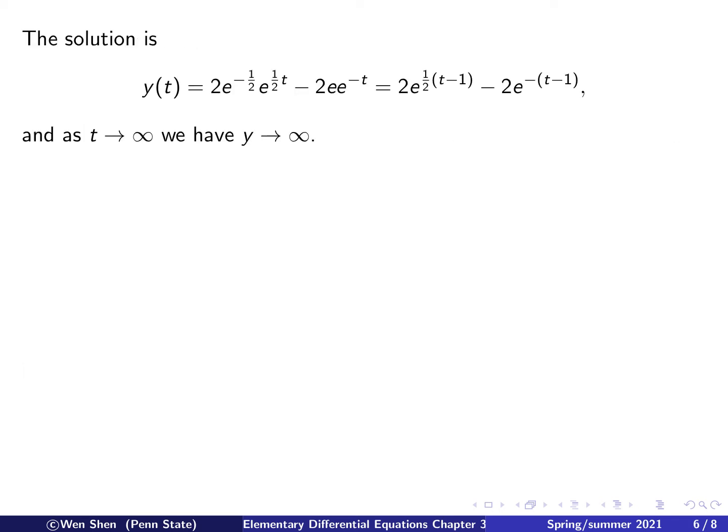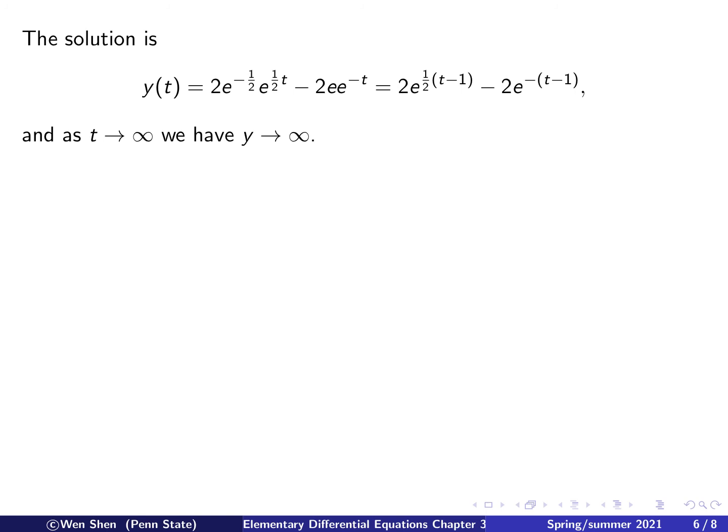Okay, and then we plug in C1 and C2, we get that. And then we see that the e terms, we can collect them together by adding up the powers. If you do that, for both of them, I will get 2 times e to the half (t minus 1), and then the second term is negative 2 e to the power negative (t minus 1).